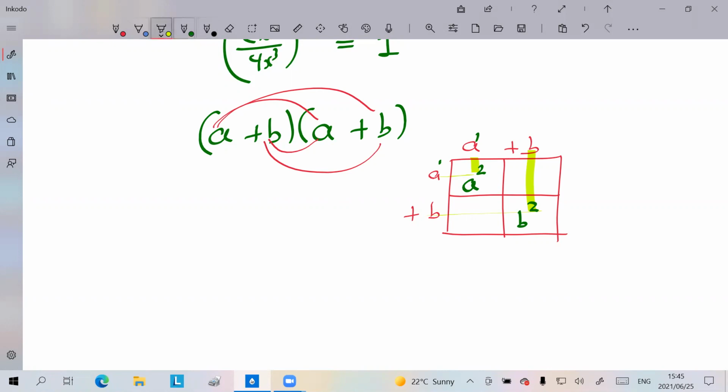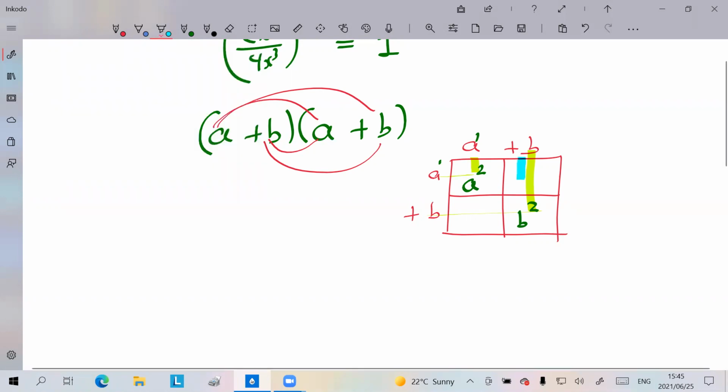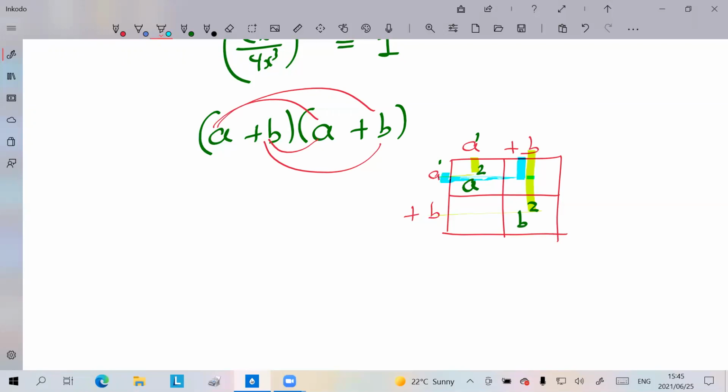Now, how do I get this? Let's try a different color. So that times that. These two multiplied will give me what goes in that block. So a times b, and a times b is a times b. And do the same with these two, that with that. A times b is a times b. Right. Now, we've got a squared. We've got b squared.